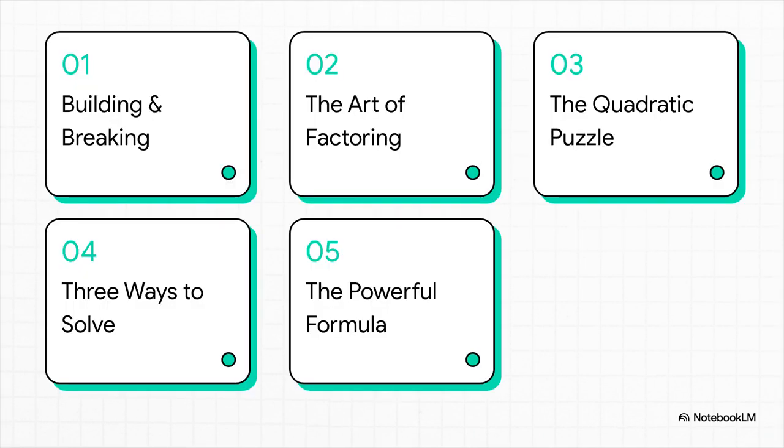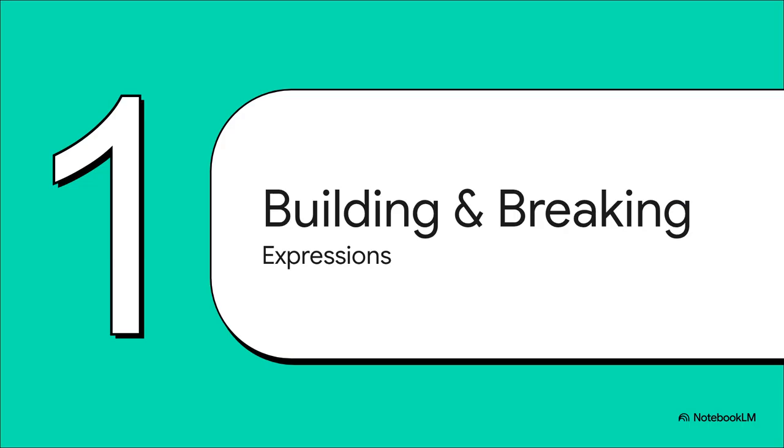So here's our game plan. First, we're going to get our hands dirty building and breaking down expressions. Then we'll get into the art of factoring. Once we have those tools in our belt, we'll take on the big puzzle itself, the quadratic equation. We'll explore 3 different ways to crack it before we finally unveil the master key, the one and only quadratic formula.